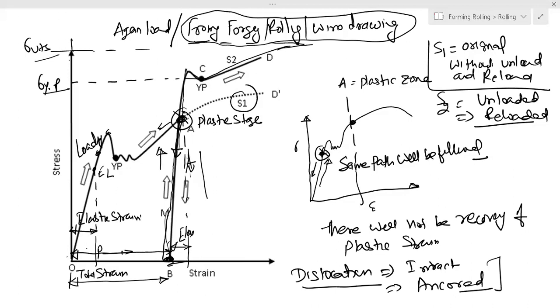And we'll now discuss the cold working process and hot working process, where we'll see where work hardening is there and where work hardening is not there. Clear to everybody?